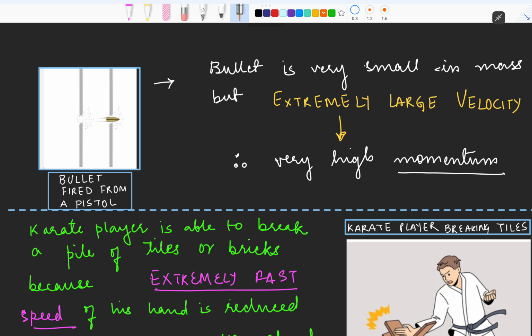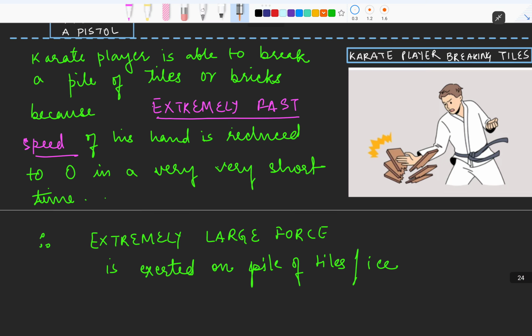These are a few real life examples of momentum. Any object that has mass and is in motion has momentum, right? You look around yourself in daily life, you would realize that everything that's moving around you and has some mass will have some momentum or the other. It's just that we don't observe it, correct?